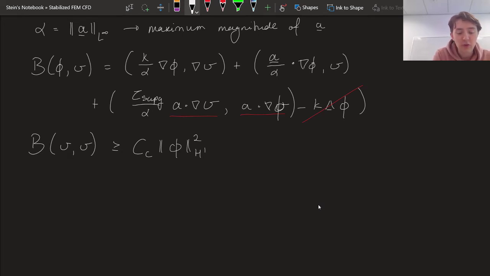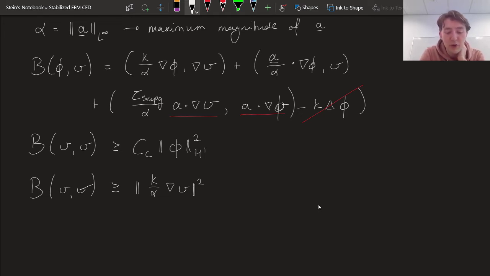So what do we have if we simply substitute the same function in both slots of the bilinear form that we're dealing with here? Well, we would get b of v comma v. Well, the first term is already a normed quantity. So this is going to be the norm of kappa divided by alpha times the gradient of v, the norm thereof, squared. Okay, so that's not a problem that's going to hurt our coercivity, but our conclusion when we talked about the advection-diffusion equation and we tried to understand its unstable behavior was that precisely this term goes to 0 for alpha goes to infinity. So that was precisely the problem that we had.